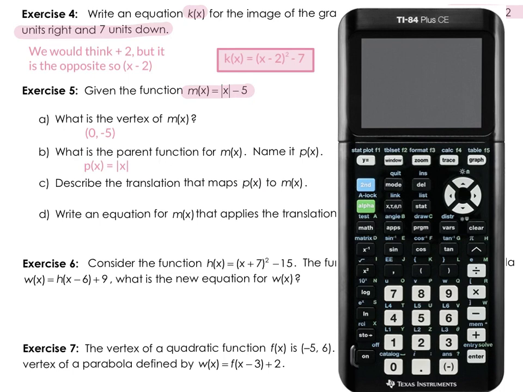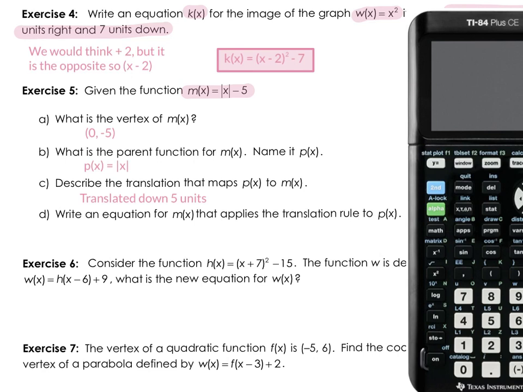The next one says, write an equation for m of x that applies the translation rule to p of x. So, in other words, we want to make m of x equal to this function and then what happened to it. So applying that translation rule. So using my function, all I did was take the parent function and subtract 5 or move down 5 units.